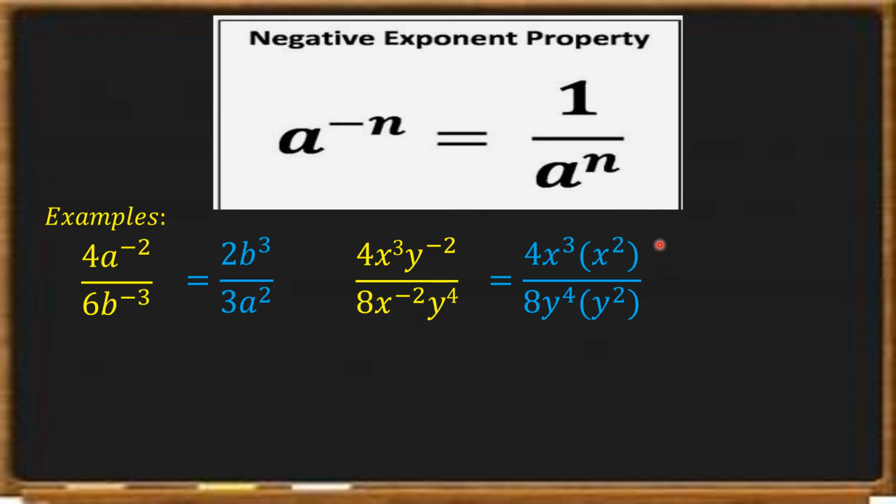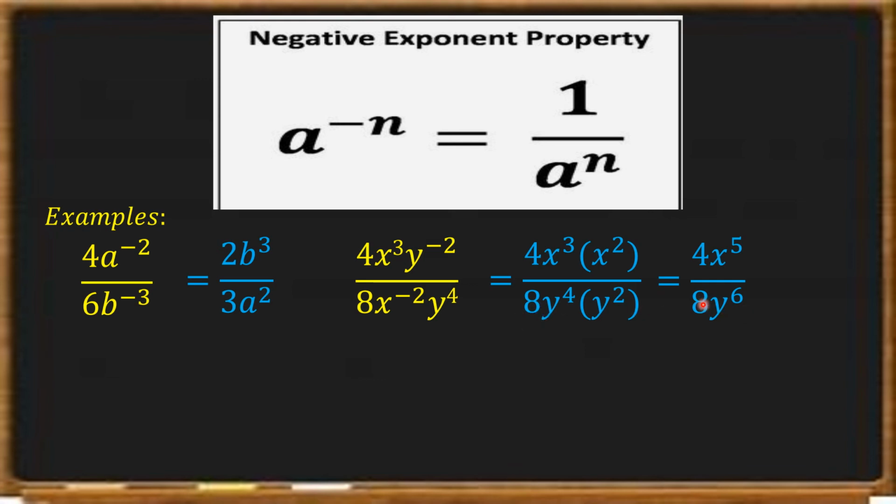Ngayon, pwede na nating i-apply yung product rule dito. So, this is multiplication with the same base. Ano gagawin sa exponent? So, yung 3 tsaka 2, i-add yan. So, magiging 4x raised to 5. Then, dito rin sa y to the 4 tsaka y squared, parehas na sila ng bases, y. So, a-add yung 4 tsaka 2, magiging 6.